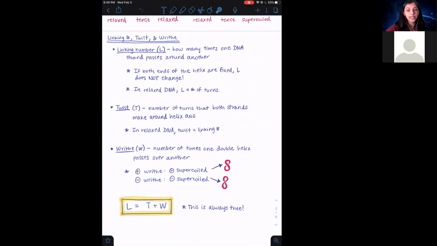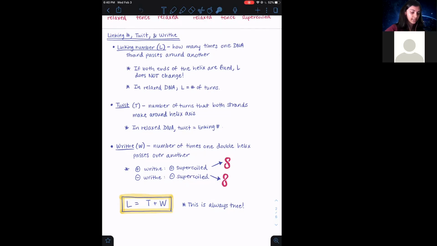There are three important parameters, as we've learned, to describe the process of supercoiling: linking number, twist, and writhe. Linking number is the number of times that one DNA strand passes around another. There are two important things to remember. First, the linking number doesn't change if both ends of the helix are fixed. We'll see this in question 4. And the second thing is that in relaxed DNA, meaning not supercoiled and with no tension introduced into it, the linking number is equal to the number of turns. This can be calculated using the base pairs per turn ratio, which was given in the question.